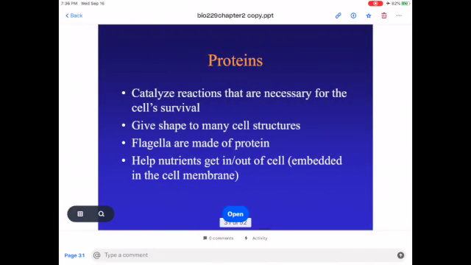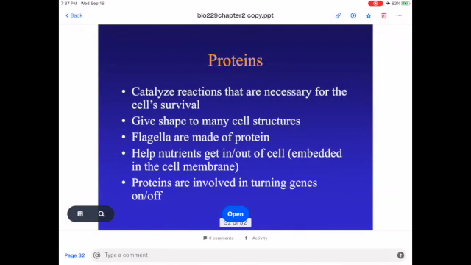So we've got enzymes, we've got structural proteins. They help nutrients get in and out of the cell. That would be transport proteins. So how's stuff going to get out? Your cell membranes, bacterial cell membranes, can't have a gigantic hole in there if something large needs to get in and out. Proteins can transfer those in and out.